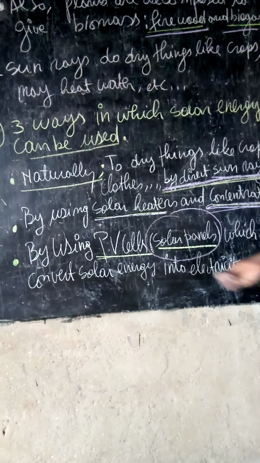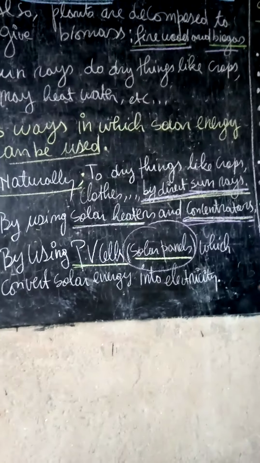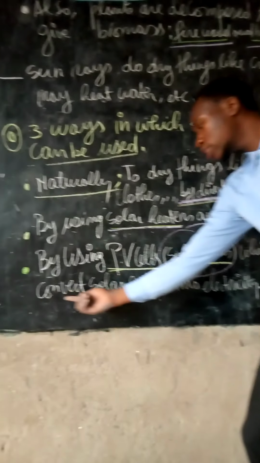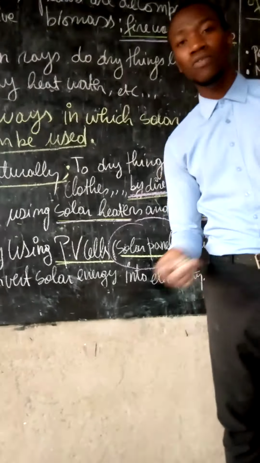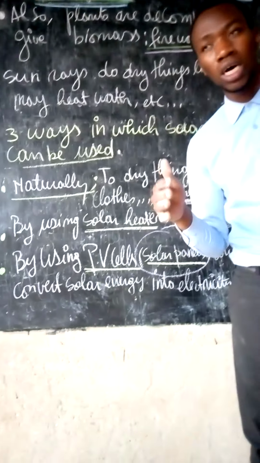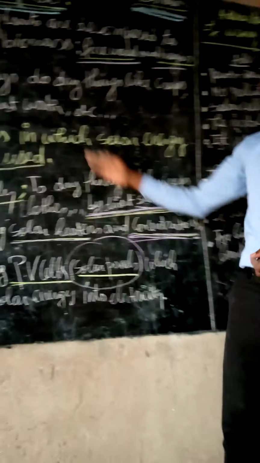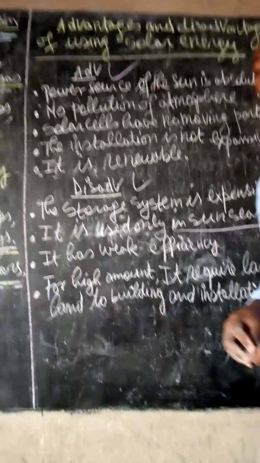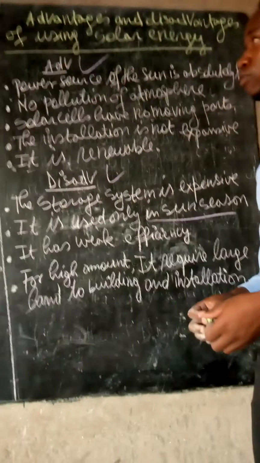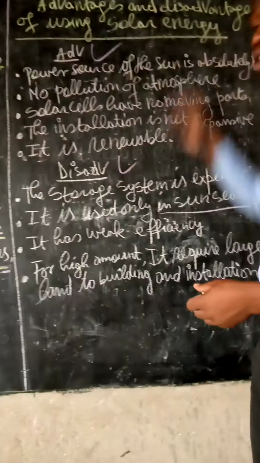Another way to use the sun is to use PV cells, photovoltaic cells, or solar panels. Solar panels or PV cells are used to convert solar energy into electricity. PV cells are devices used to convert sun rays into electricity. So these are three ways in which we can use solar energy. Let us now go on with question number 3, the last question about solar energy in this video: advantages and disadvantages of using solar energy.